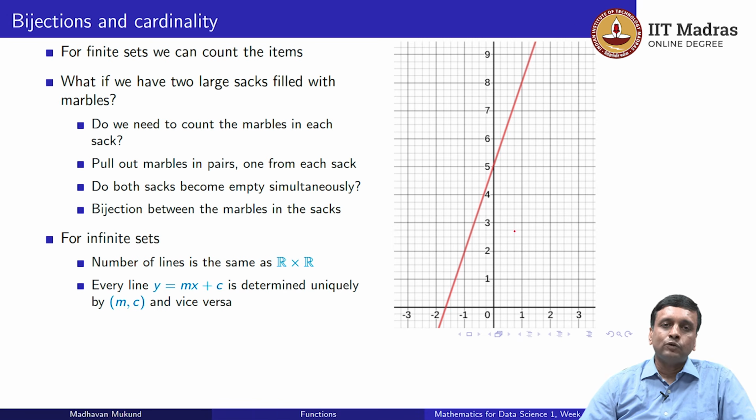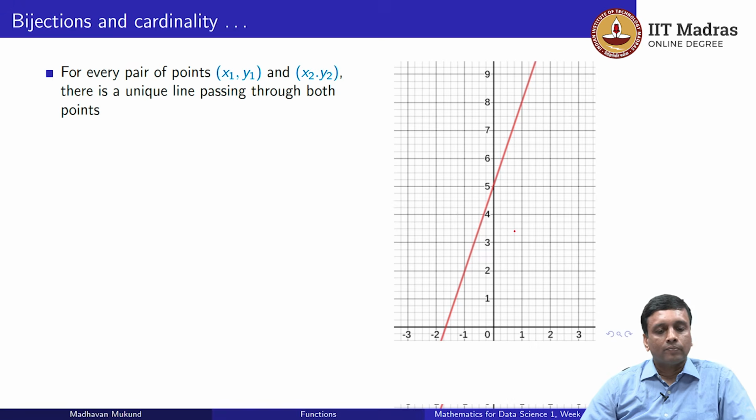Since m and c together uniquely define a line, every pair (m, c) defines a line and every line defines a pair (m, c). So there is a one-to-one bijection between the lines and the pairs of points on this plane. So actually the number of lines is the same as R cross R. Think about it, because this may not be obvious at first sight, but by establishing a bijection in this way, we can say that the number of lines that we can draw on a plane is equal to the number of points on a plane.